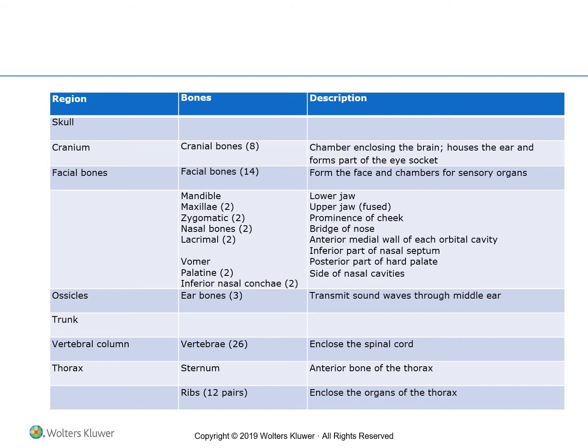Before that, I was telling you that we have 3 ear bones that are all interconnected. They are called ossicles, and they are tiny, the smallest ones in our body, and they vibrate and transmit sounds through the middle ear. At the level of the trunk, we have 26 vertebrae that will enclose the spinal cord, the sternum, and the ribs that will enclose the organs of the thorax.